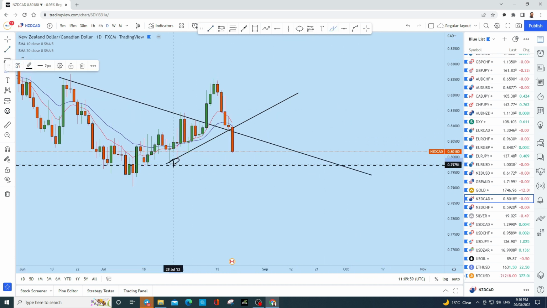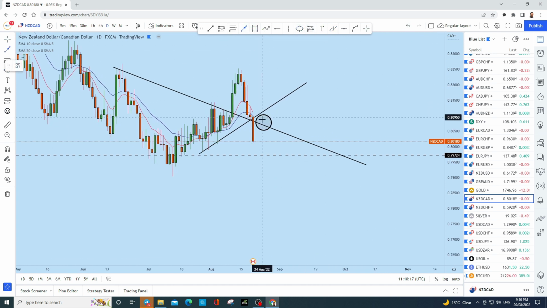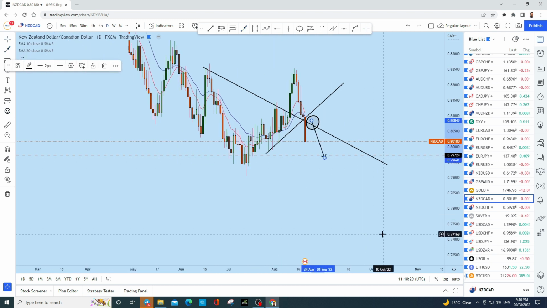You see, this is the previous support here, support here, support here now, and also this is a resistance here, resistance here. So these two zones might act as a resistance, and from this zone we could see NZDCAD dropping. So this is the zone that we will be waiting for a potential short setup on NZDCAD to the downside with a high risk to reward ratio with our students.